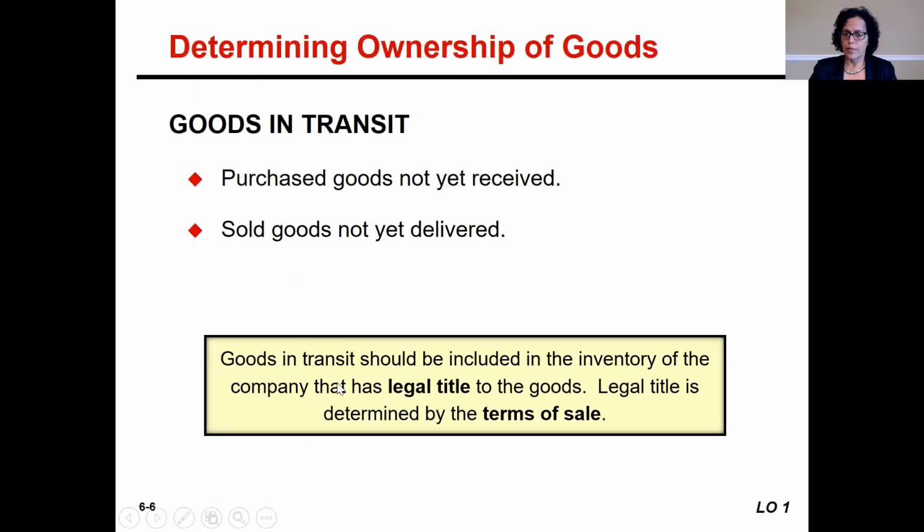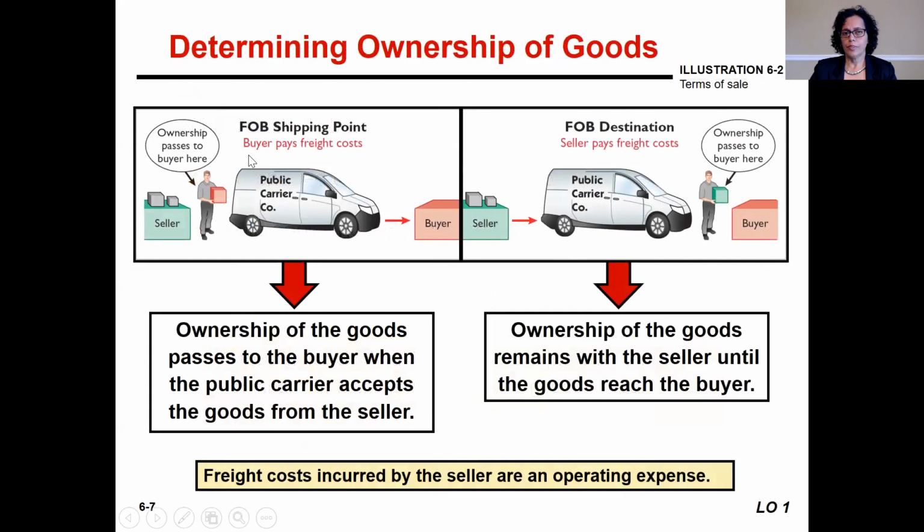So goods in transit should be included in the inventory of the company that has legal title. Whoever is the owner during transit is the one who includes it in their inventory, even though they don't physically have it. If you recall from the previous chapter, we had seen the slide: free on board shipping point, free on board destination. We talked about who pays for the freight. Really what we said there was whoever is owner during transit pays for freight. And the same thing goes here. Whoever is owner is going to include it in their inventory even though they don't physically have it.